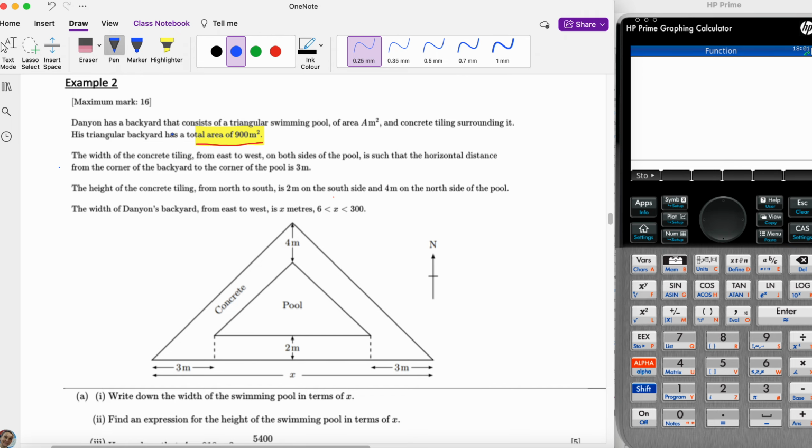Okay, Danyan has a backyard that consists of a triangular swimming pool, and concrete tiling surrounds it. His triangular backyard has a total area of 900, so the whole thing is 900. The width of the concrete tiling, east to west, so the whole thing is X, and then there's some concrete, 3 meters. The height of the concrete tiling, north to south, is 2 meters on the south and 4 meters on the north. The width of the backyard, east to west, X, is restricted to be this.